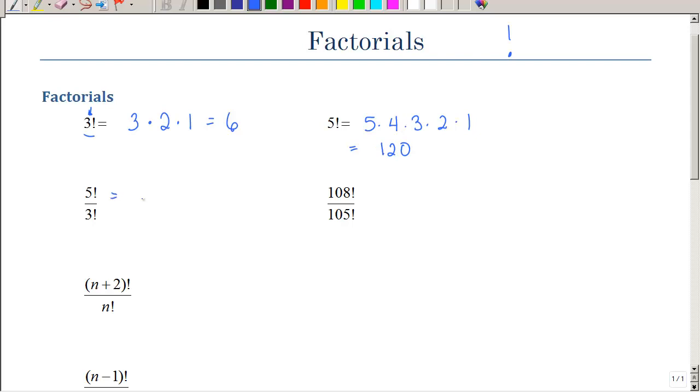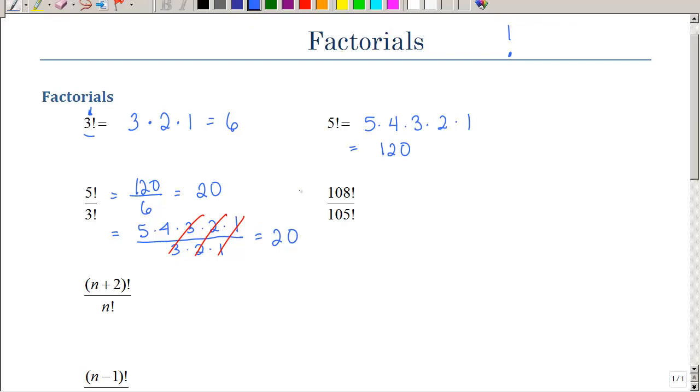So we now know that 5 factorial is 120 and 3 factorial is 6. So if I divide that out, I get 20. But what if I had not done the previous calculation? I could have written it as 5 times 4 times 3 times 2 times 1 over 3 times 2 times 1, and then reduced the like factors on top and bottom, and still have gotten 20.